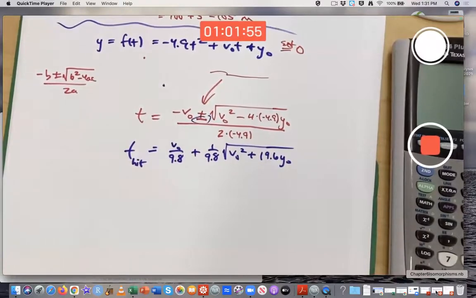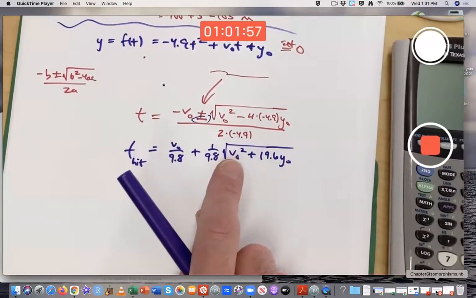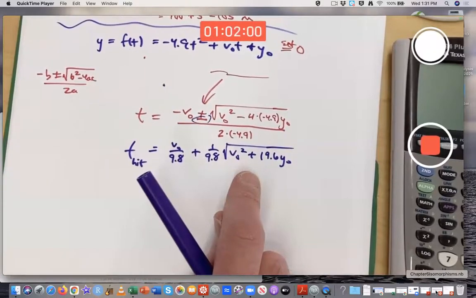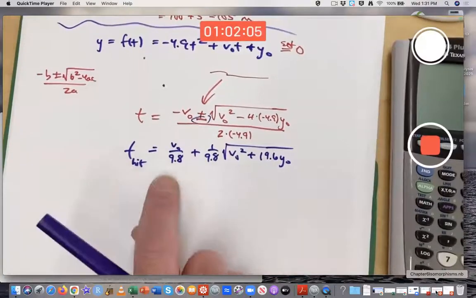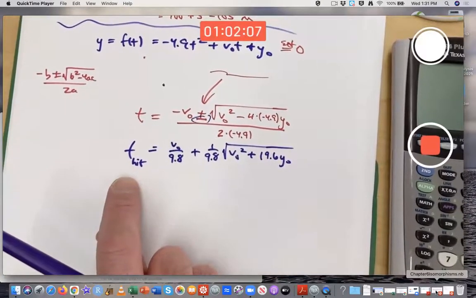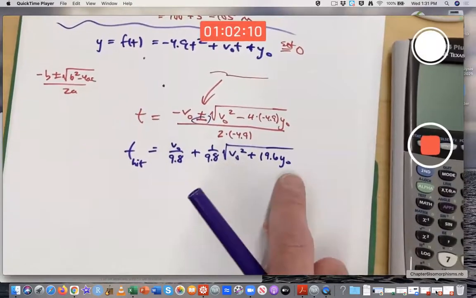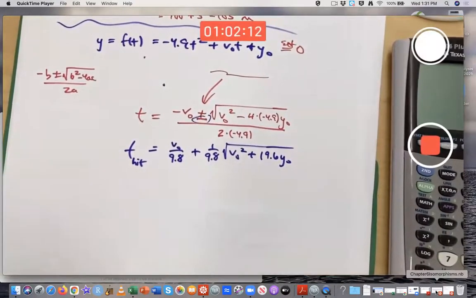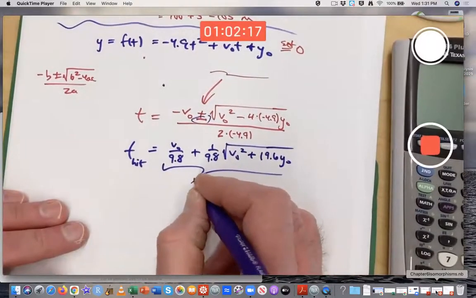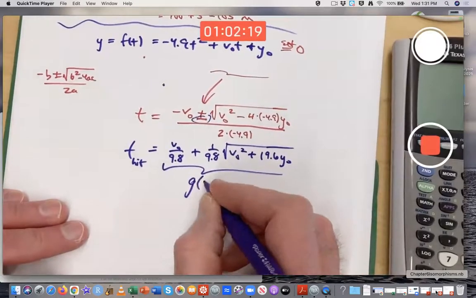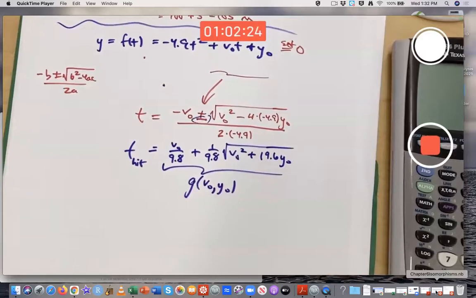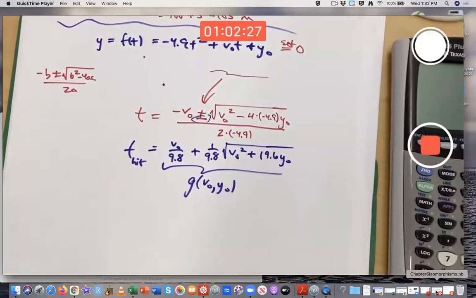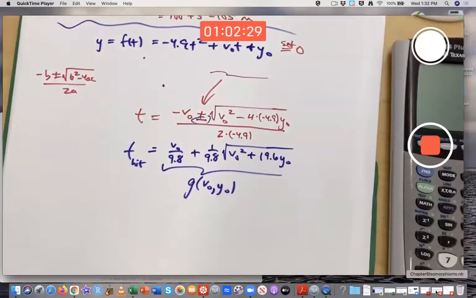Functions like this. This is a function of 2 quantities, really. You might even call it a multivariable calculus function. It's telling you when it's going to hit the ground for an arbitrary initial velocity and an arbitrary initial height. You could give this function a name. What should I call it? Maybe g of v0 comma y0. I could think of it as a function of the initial velocity and initial height. Wild, but true. Question?